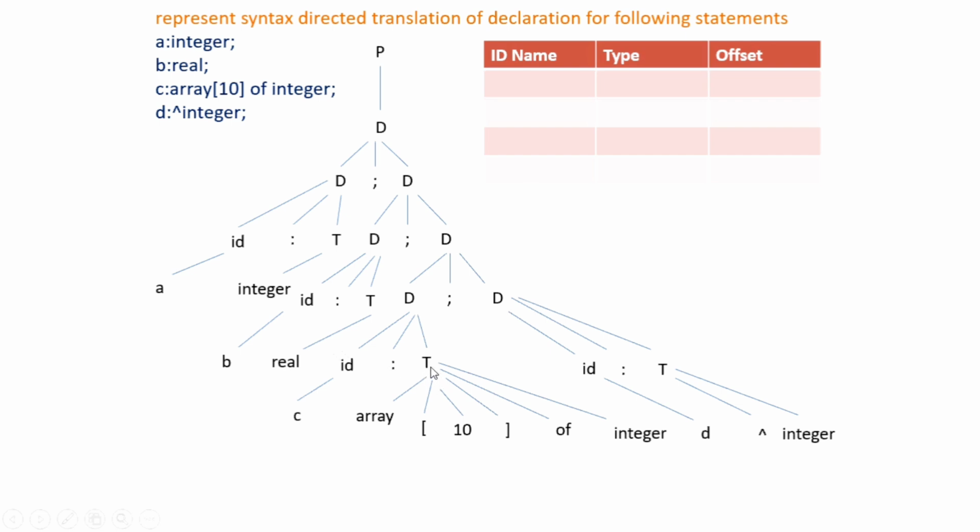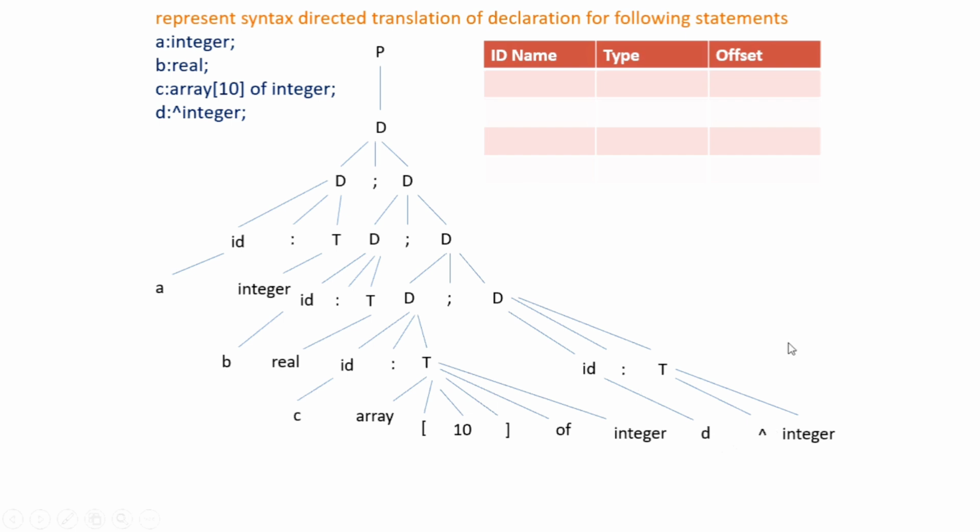Now this is an array data type, so T tends to array. Array is open brackets, then 10, then close brackets of integer. Everything has to be mentioned here. And the last one, D, should be ID tends to D, and T tends to a pointer variable.